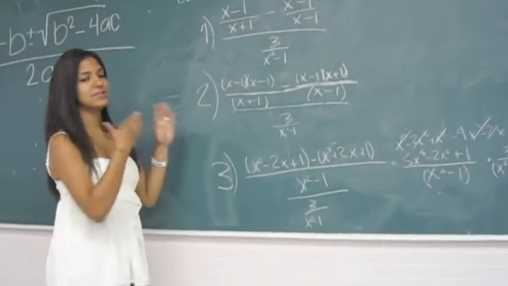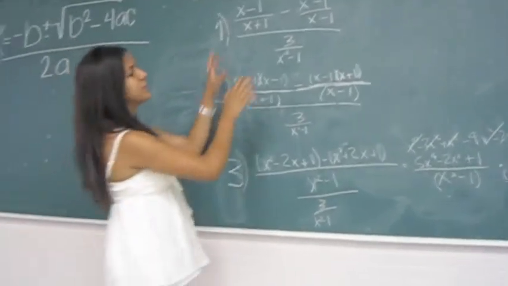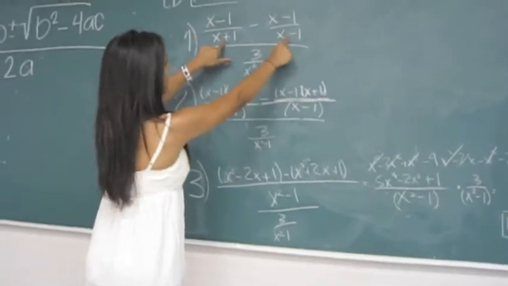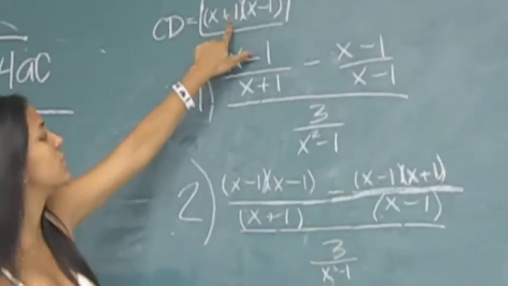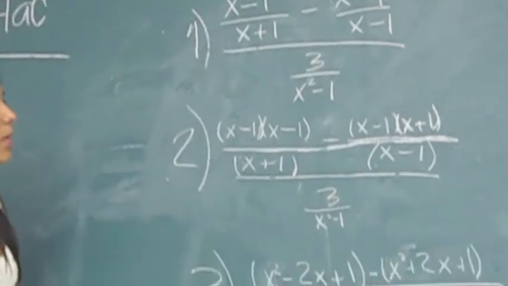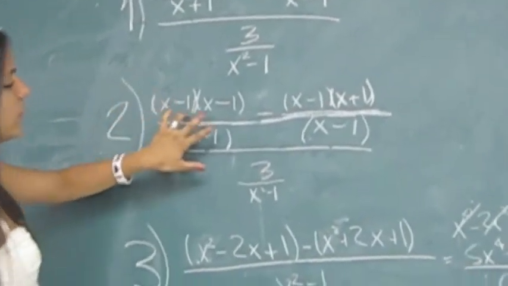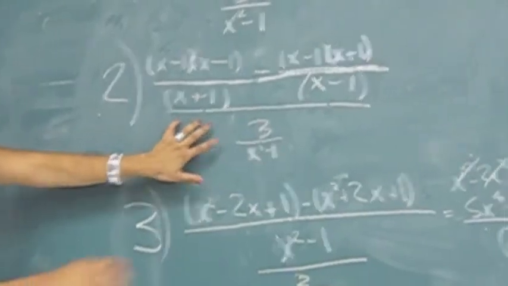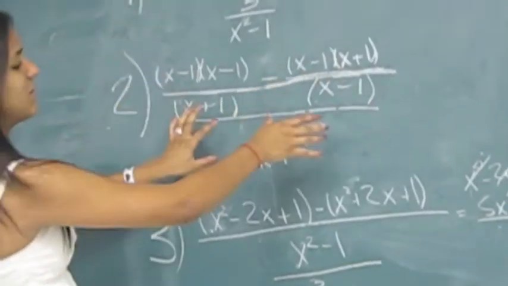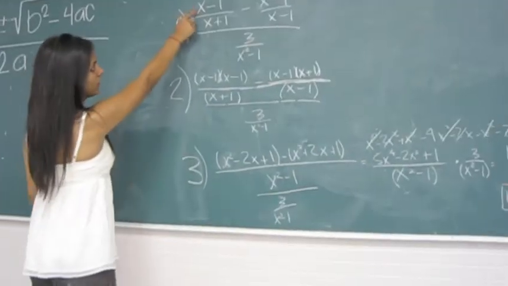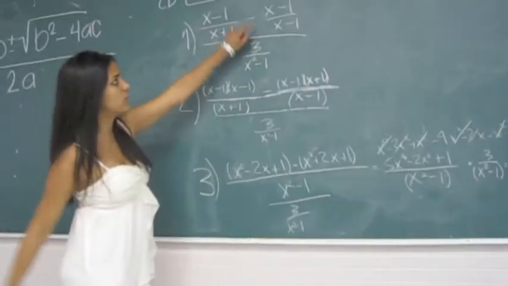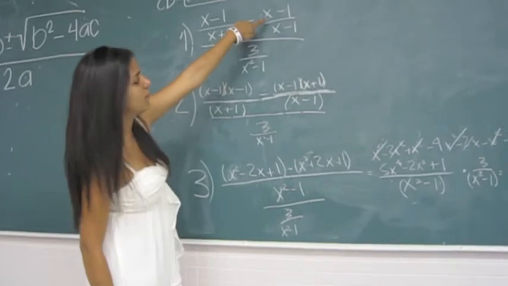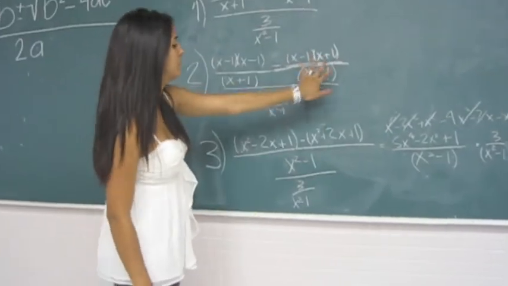Okay, this is a complex division, and what you first need to do is find the common denominator for these two fractions, which here is x plus 1 times x minus 1. Then you will do to the numerator what you did to the denominator, which is multiply times the common denominator. So here, if you multiply it times the common denominator, it will give you this. If you multiply this by the common denominator, it will give you this.